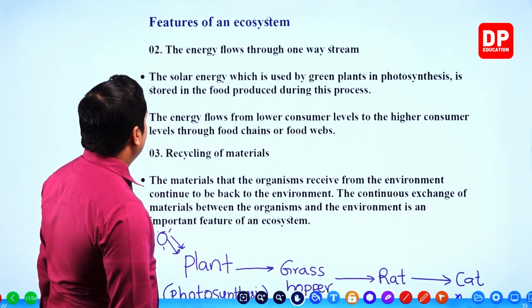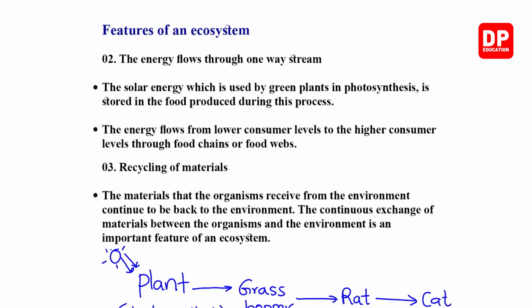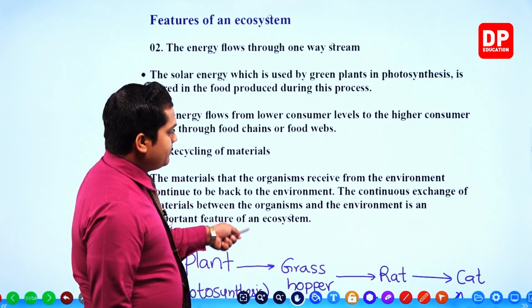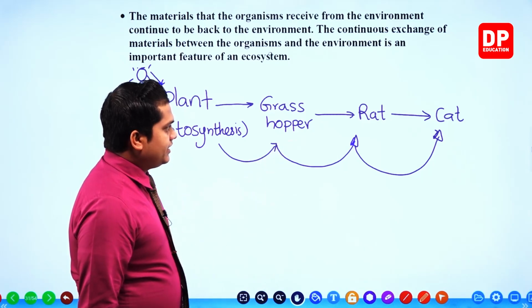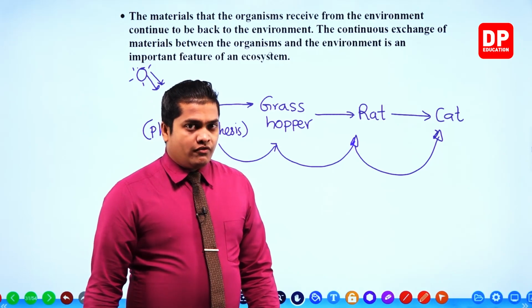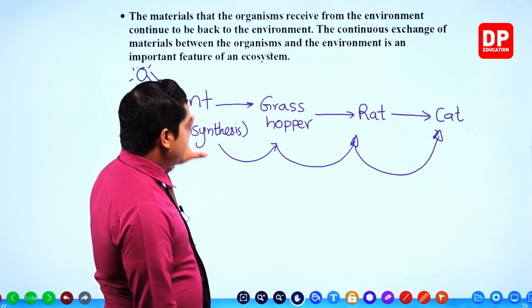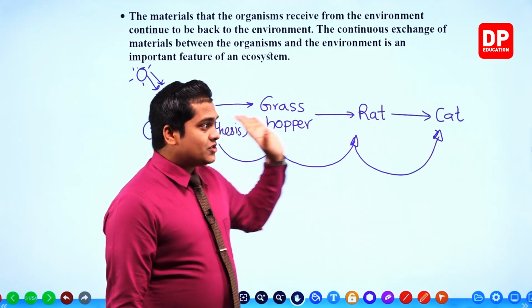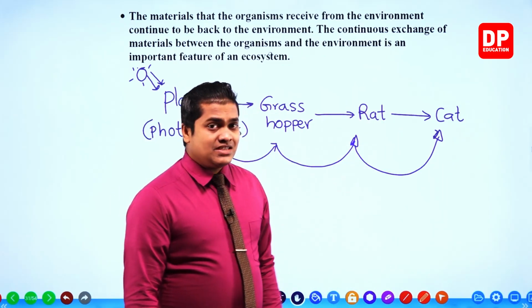So the solar energy which is used by the green plants in photosynthesis is stored in the food produced during this process. The energy flows from lower consumer levels to higher consumer levels through food chains or food webs. So like I said, my dear children, this particular thing is called a food chain. A food chain shows the flow of energy starting from the producer to these consumers.